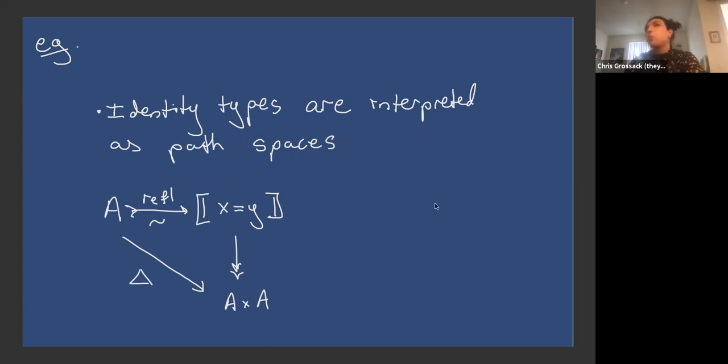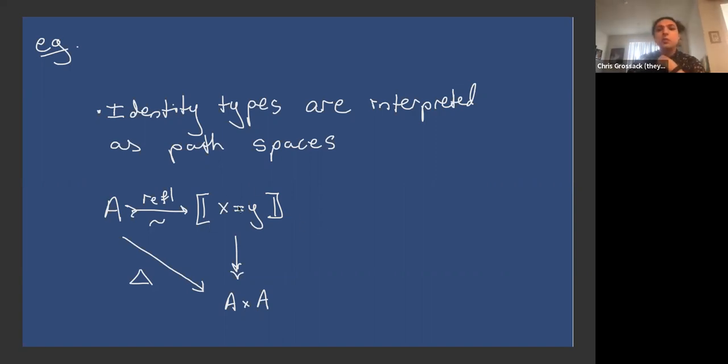Identity types are interpreted as path spaces. So if you're familiar, this is one of those things about model categories I didn't tell you about. But one of the axioms is that every map should split as a fibration followed by a cofibration, and one of those should be trivial. So if we take just the diagonal map and factor it as a trivial cofibration followed by a fibration, by which I mean a cofibration which is a weak equivalence, then we get the path space x equals y. It has two projections to the endpoints, x and y. And we have this trivial cofibration taking a into, so if I have some little a, I get a equals a living in this path space.